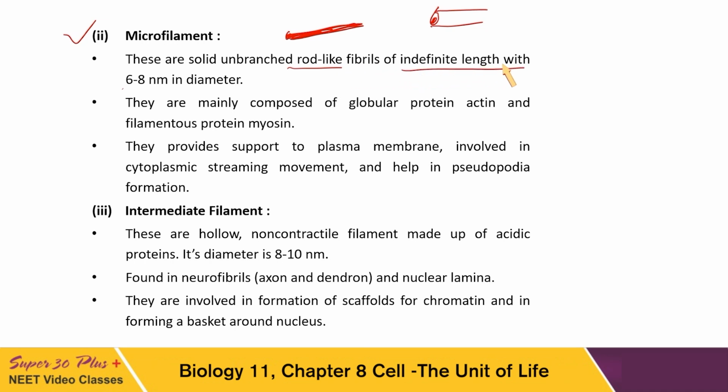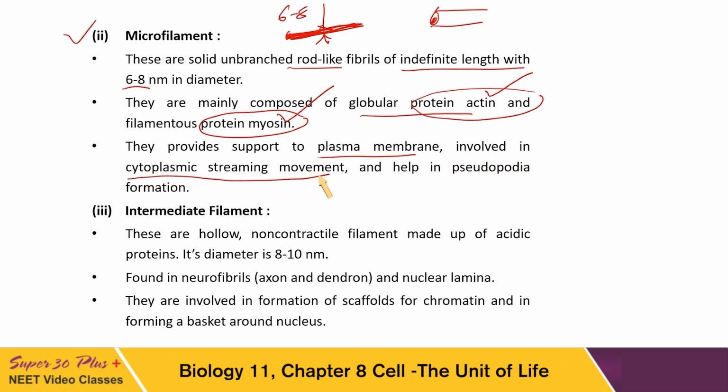The diameter is about 6 to 8 nanometer, from this to this. They are mainly composed of globular protein, that is actin, and filamentous myosin protein. Remember, myosin and actin are going to make this microfilament. They provide support to plasma membrane. These are involved in cytoplasmic streaming movement, and they help in pseudopodia formation.